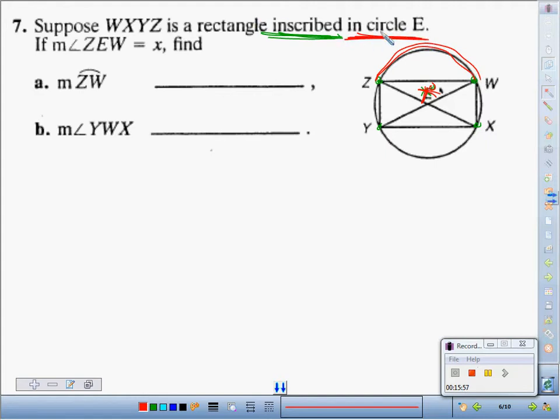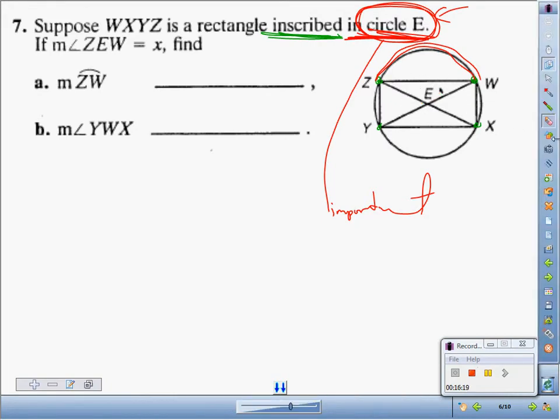Now that we're back, this was the important information. What's so important about this is it just says circle E. What does that mean about point E? Since it's called circle E and you name circles by their center, that means E is the center of the circle. So since E is the center of the circle, this angle ZEW is actually a central angle. And since this arc is contained by that central angle, if this measures X degrees, that arc has got to measure X degrees. That's it. It was a central angle.